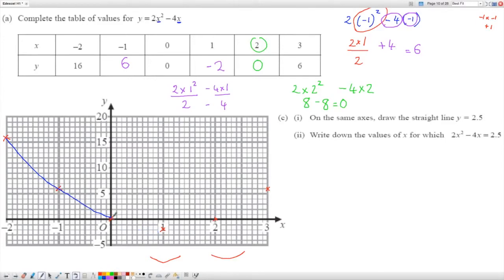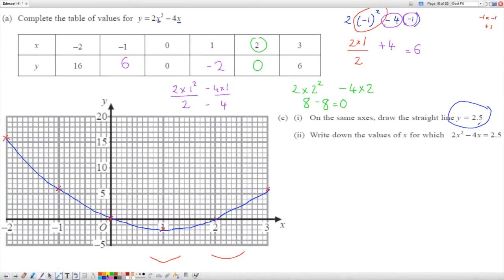Don't make it too pointed. So nice and smooth curve round. If you're doing this with a pencil, you can always have a second chance, rubbing out and having a go. So smooth U-shaped curve. We're asked then on the same axis to draw the line y equals 2.5.